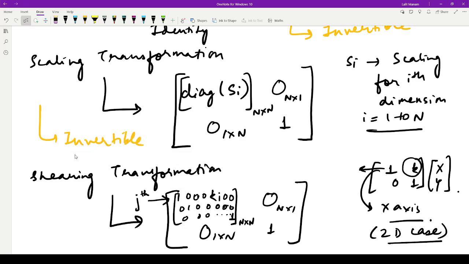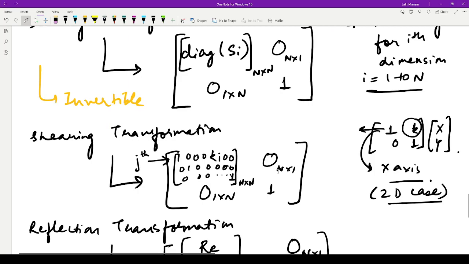What about the shearing transform? If I produce a shear, can't I undo it? We can undo it, right?